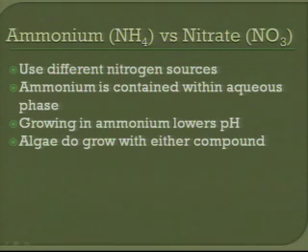So we tested different nitrogen sources, ammonium and nitrate. And we found that when you grow algae on ammonium, it lowers the pH a lot, so much that it is so acidic it can't grow. But to fix this, all we had to do was add a little base and keep the pH around 7, and it grew just fine. So the algae can grow on either ammonium or nitrate.